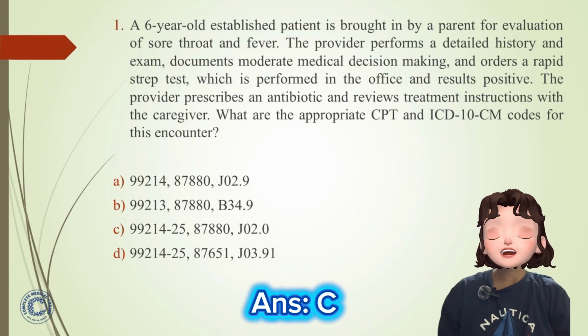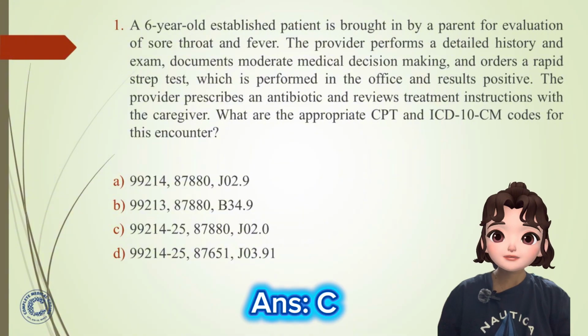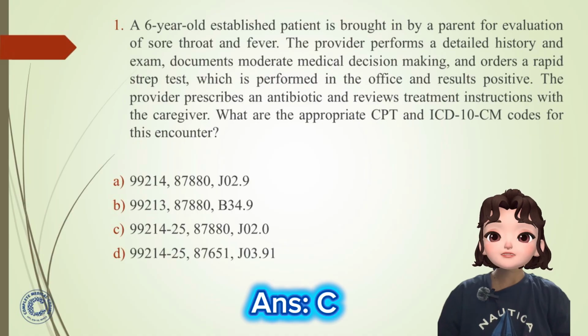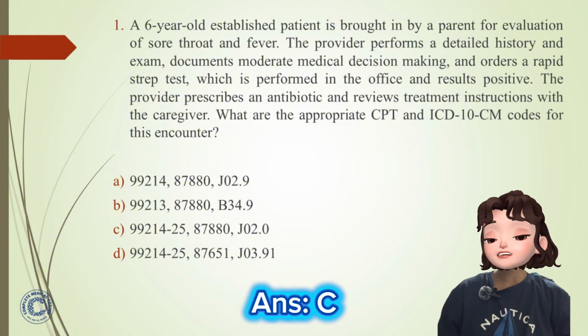Okay, 99214 for the E&M code along with appended modifier 25, then 87880 for the streptococcus test, and then the diagnosis. Final diagnosis here is J02.0 streptococcal pharyngitis. All right.